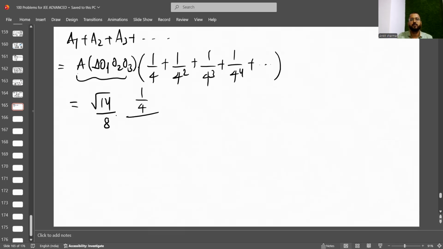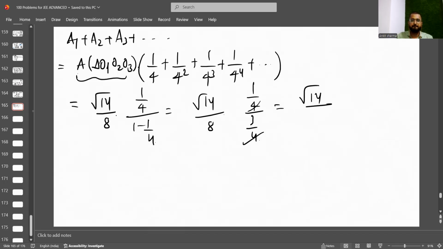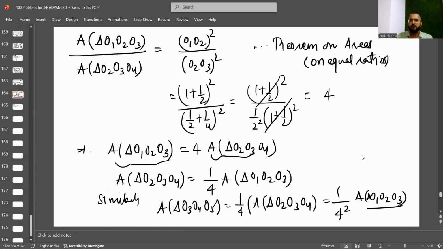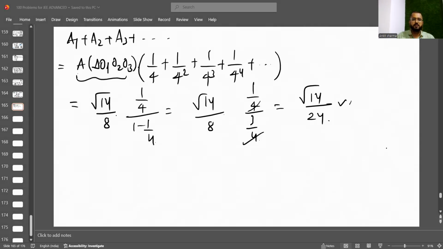So this is going to be (1/4) over (1 − 1/4). So this gives me root 14 over 8 into 1/4, and then here we have 3/4. So this 4 and 4 get cancelled, and I get 1/3. So this gives me root 14 over 24. It doesn't match with any of the options. Okay, so the mistake is here actually.